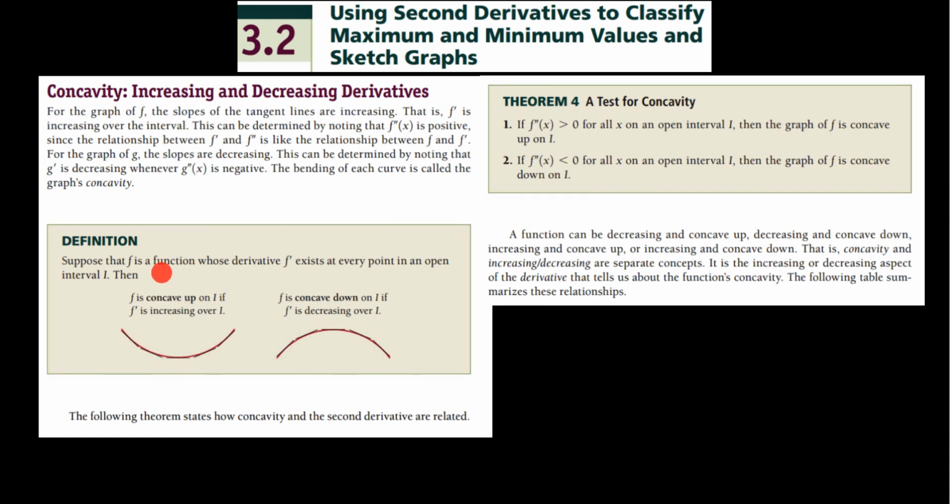When we talk about concavity, it is what you think it is. We can see here this particular graph is concave up, and here this particular graph is concave down. So these are the ideas and the definitions of concavity. Now, how do we test for concavity? How do we know if we're concave up or concave down?